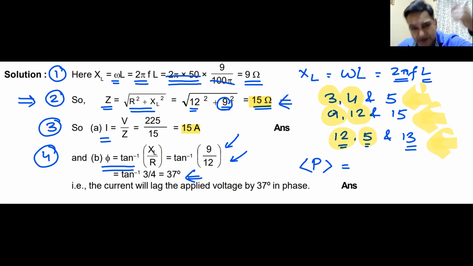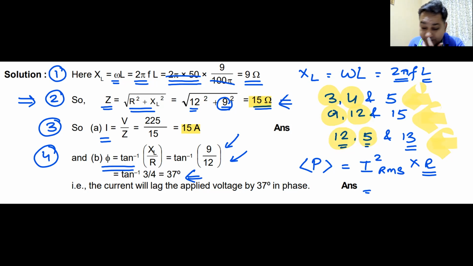My way is, you have already calculated the value of IRMS. You just square the value of IRMS and multiply it by R. That will give you the average power. The RMS value is 15, so 15 squared multiplied by the value of resistance, 12. Multiply these two things, and you will get the average power.